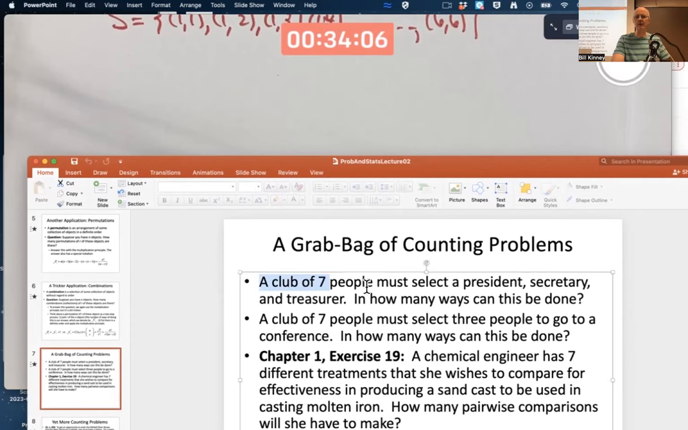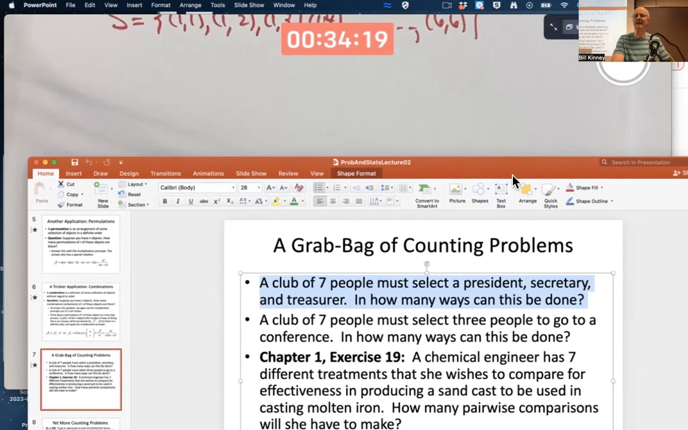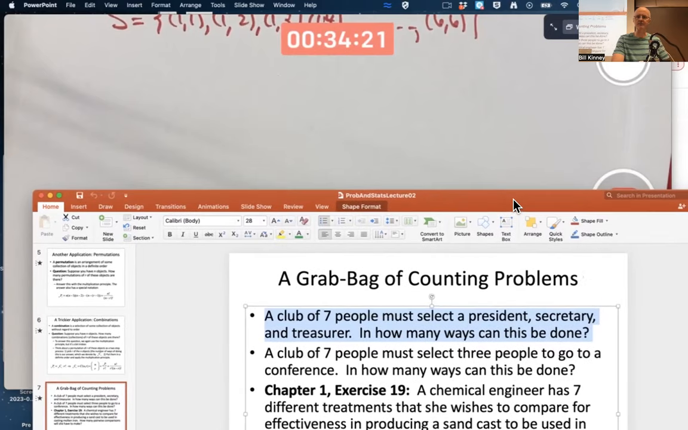Let's look at this first one. A club of 7 people must select a president, a secretary, and a treasurer. In how many ways can this be done? Must select a president, a secretary, and a treasurer.